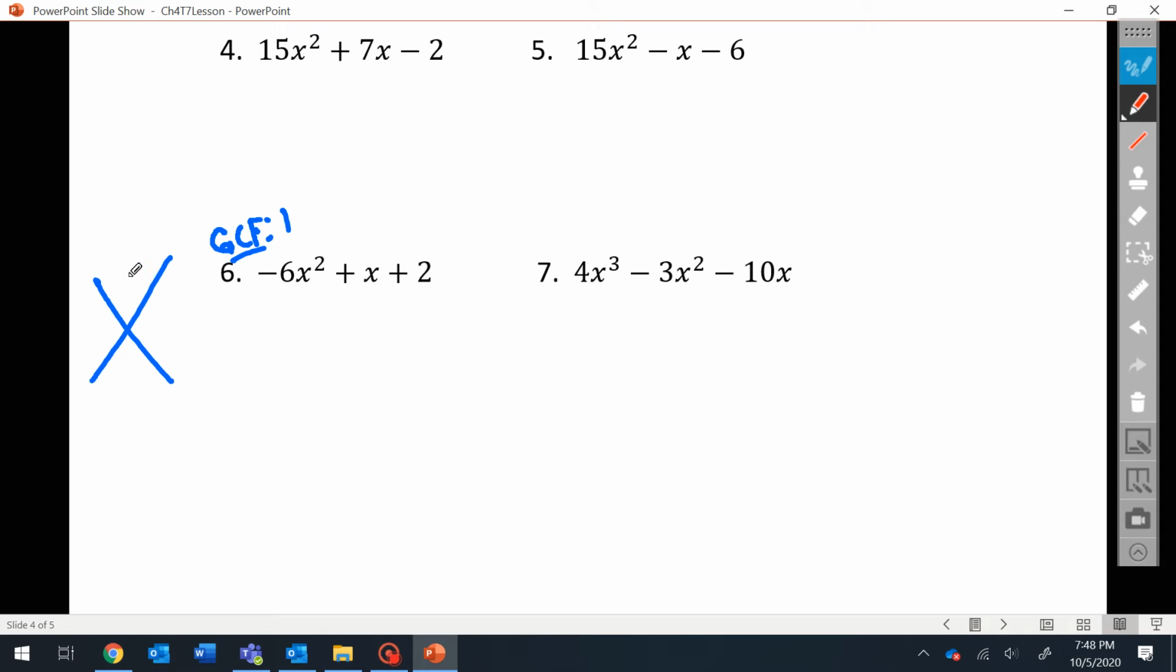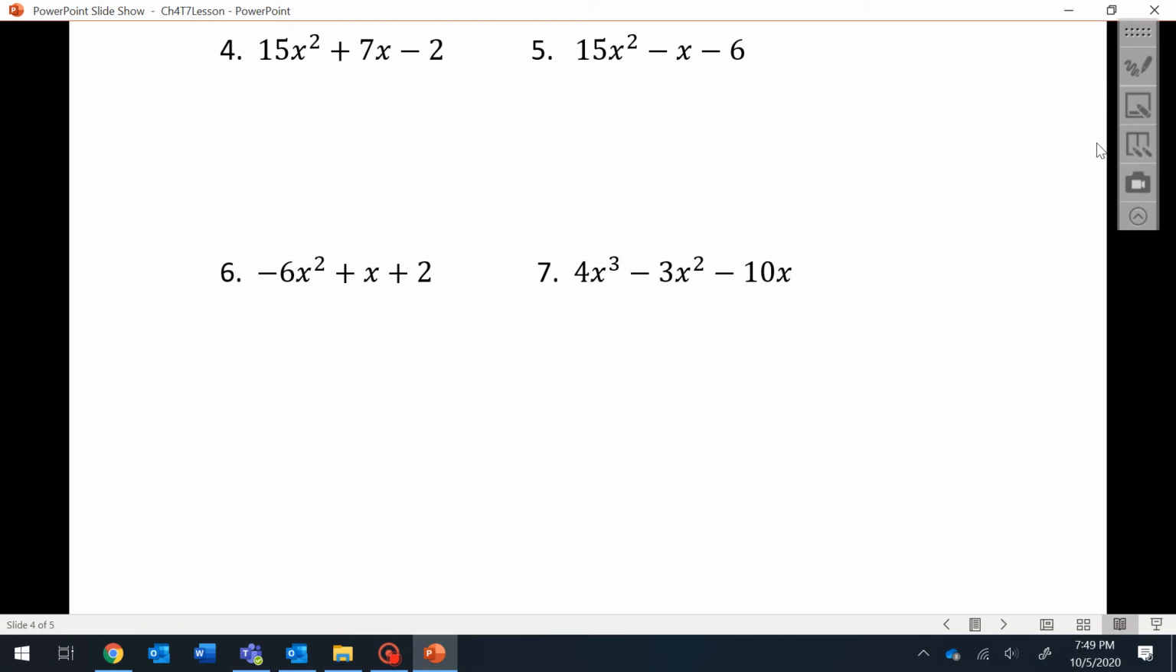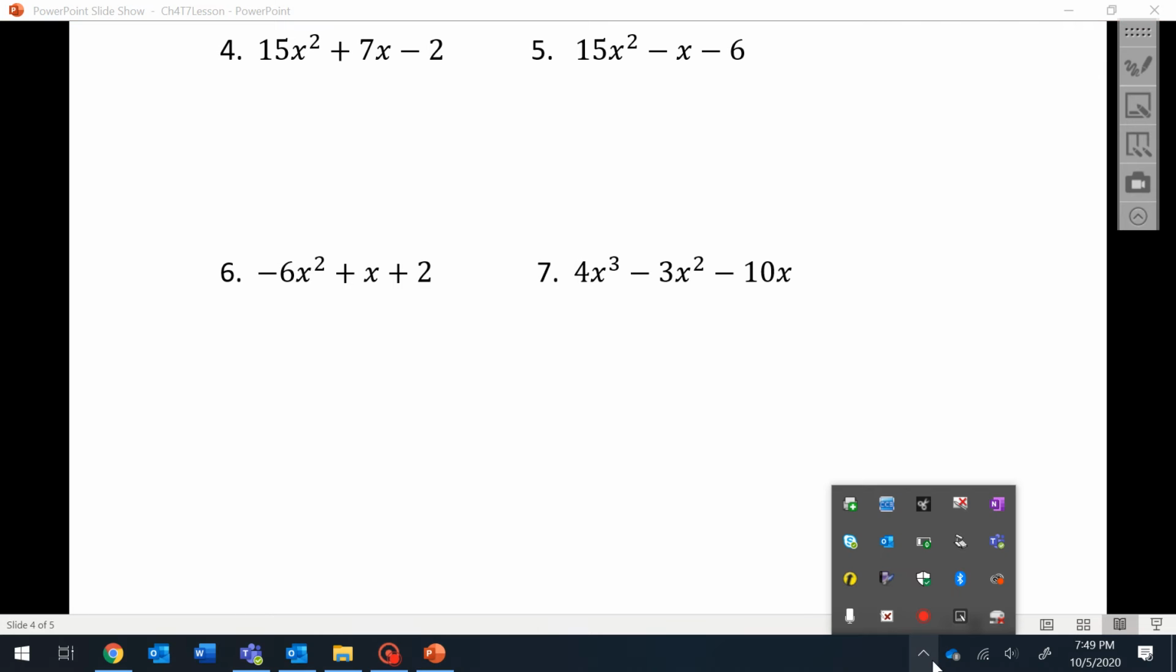So up top, we have, what did my computer just do? One second, guys. Because my battery is not charging. Give me one second. All right. So what number were we on?